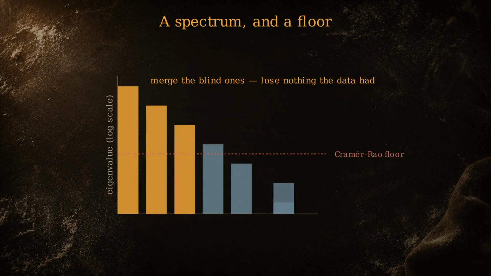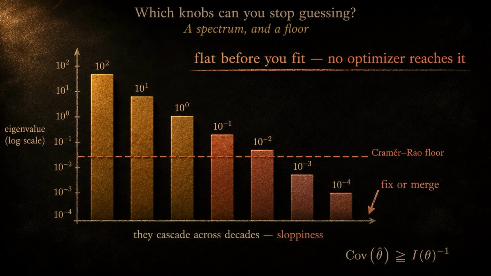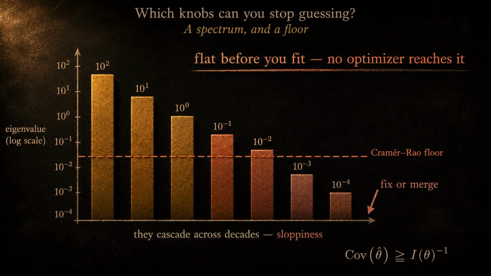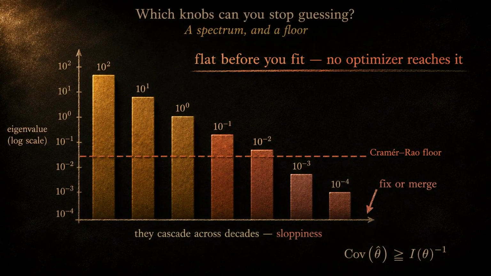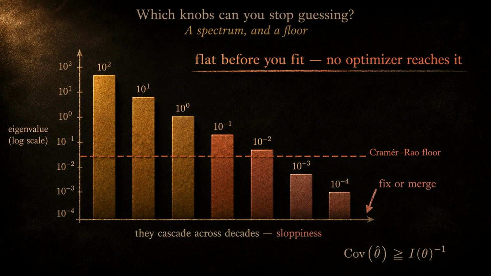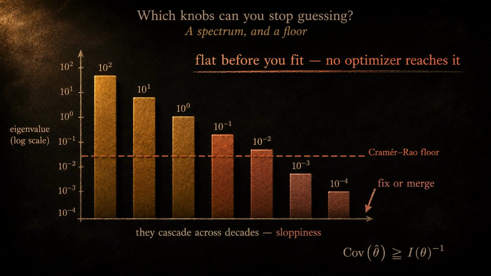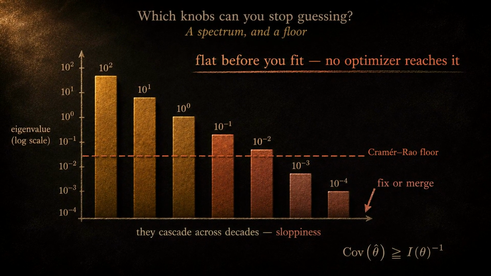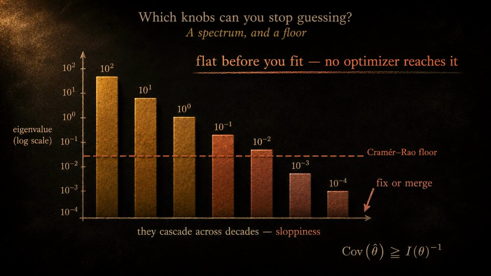It says the covariance of any honest estimate, how much it is allowed to wobble, is at least the inverse of the information matrix. Where the information is tiny, the wobble is enormous, and that is the end of the conversation. Which sounds like bad news. It is actually the most useful thing on the screen, because those bottom directions are telling you precisely which knobs to stop fighting over. Fix them, merge them, you lose nothing the data could ever have told you.